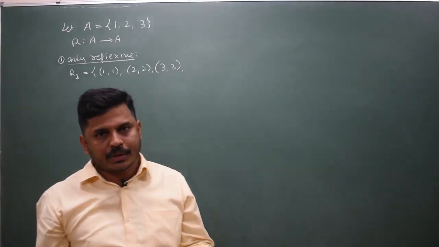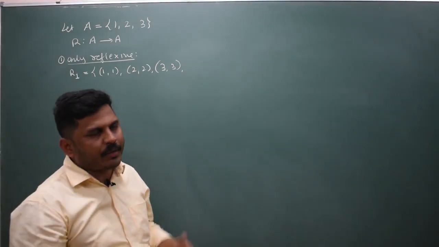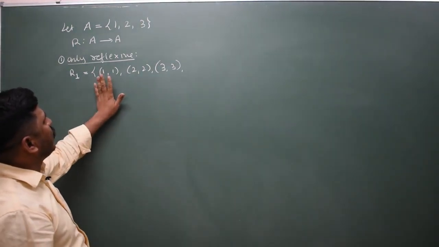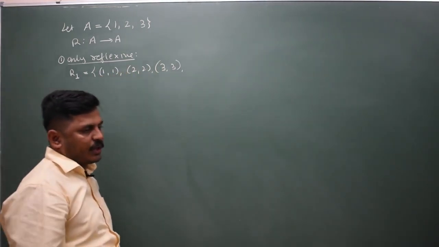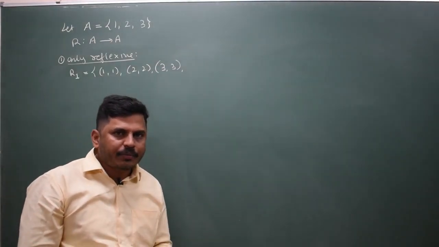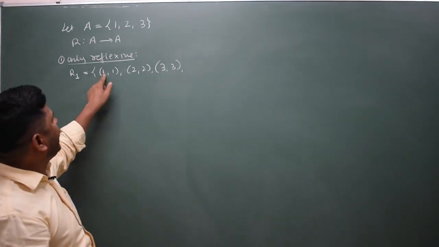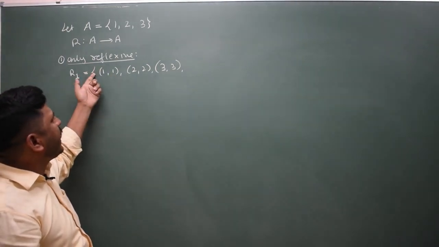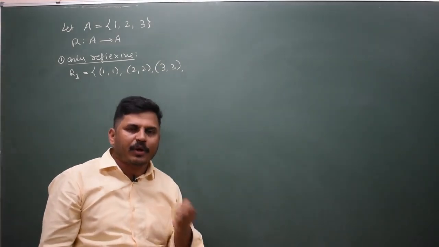1, 1, 2, 2, 3, 3. And it is the smallest equivalence relation also. We will see that when it comes. Now reflexive, I wrote 1, 1, 2, 2, 3, 3. 1 is related to 1, 2 is related to 2, 3 is related to 3. My question is, is it not transitive? Is it not symmetric? So A related to B, that is 1 related to 1. B related to A, 1 related to 1 again. So it is transitive also.